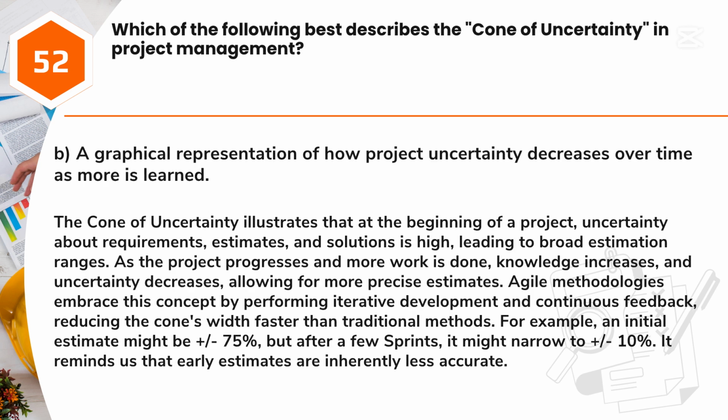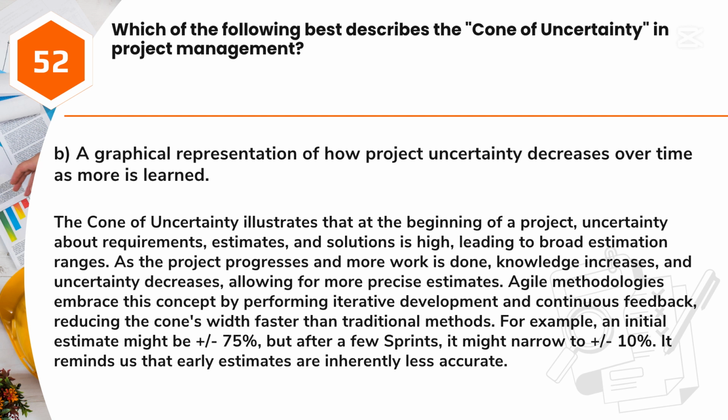Answer: B. A graphical representation of how project uncertainty decreases over time as more is learned. The cone of uncertainty illustrates that at the beginning of a project, uncertainty about requirements, estimates, and solutions is high, leading to broad estimation ranges. As the project progresses and more work is done, knowledge increases, and uncertainty decreases, allowing for more precise estimates.